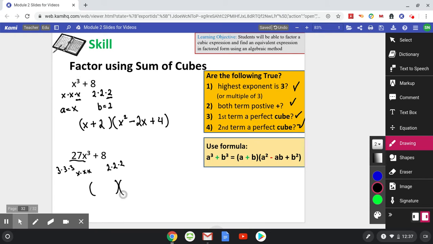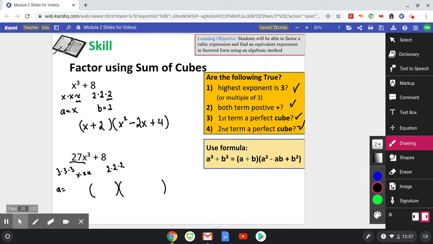We set up the binomial and the trinomial. Let's classify: A is, I have to pick one of the numbers and one of the letters, so it's 3x. B is equal to 2. Since we have a sum of cubes, meaning the problem had a plus sign right here, the sign in the first parenthesis will be a plus. Then the first sign in the second parenthesis will be the opposite, which in this case is minus. The last one is always a plus. Let's write it down.